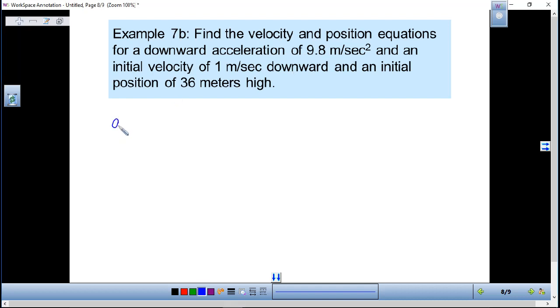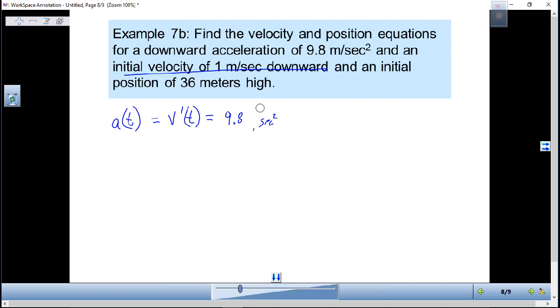Acceleration, a of t, which by the way is what? The derivative of the velocity. And we know that it is 9.8 meters per second squared. Now, velocity will not come in until we do the antiderivative here. So let's get rid of our units for right now.